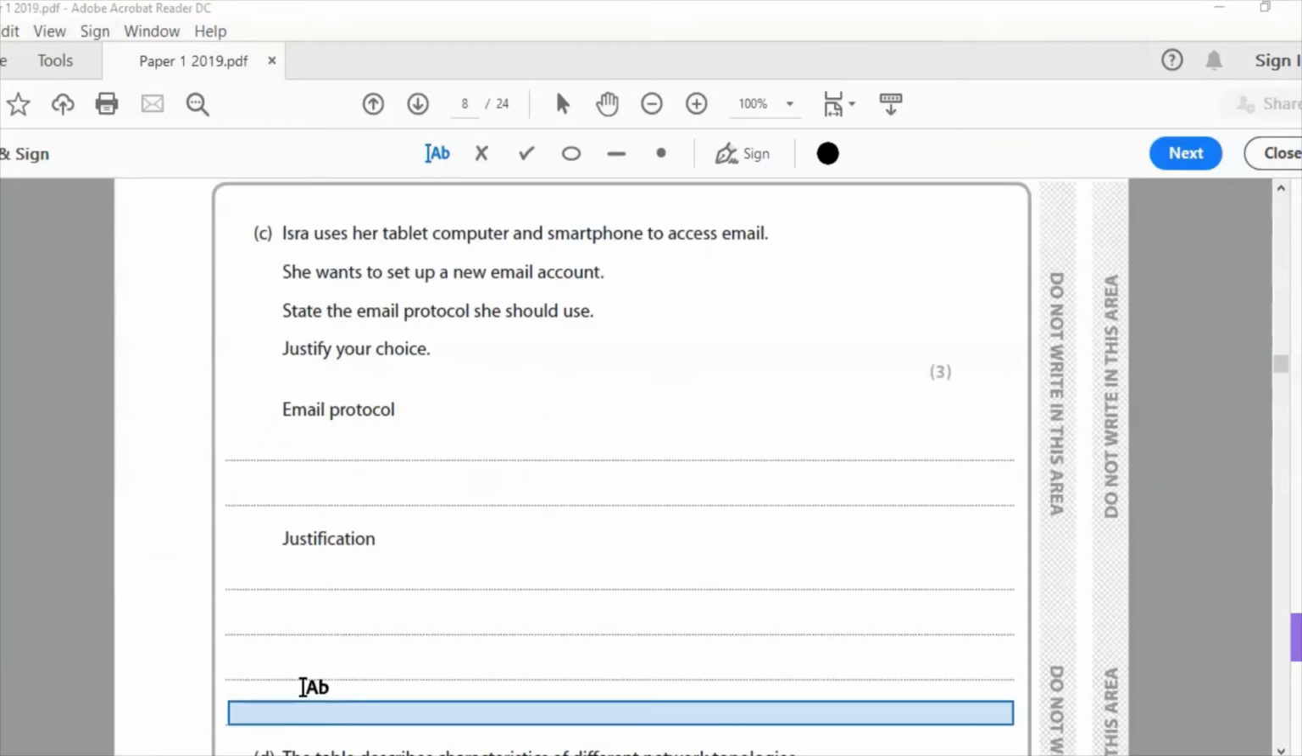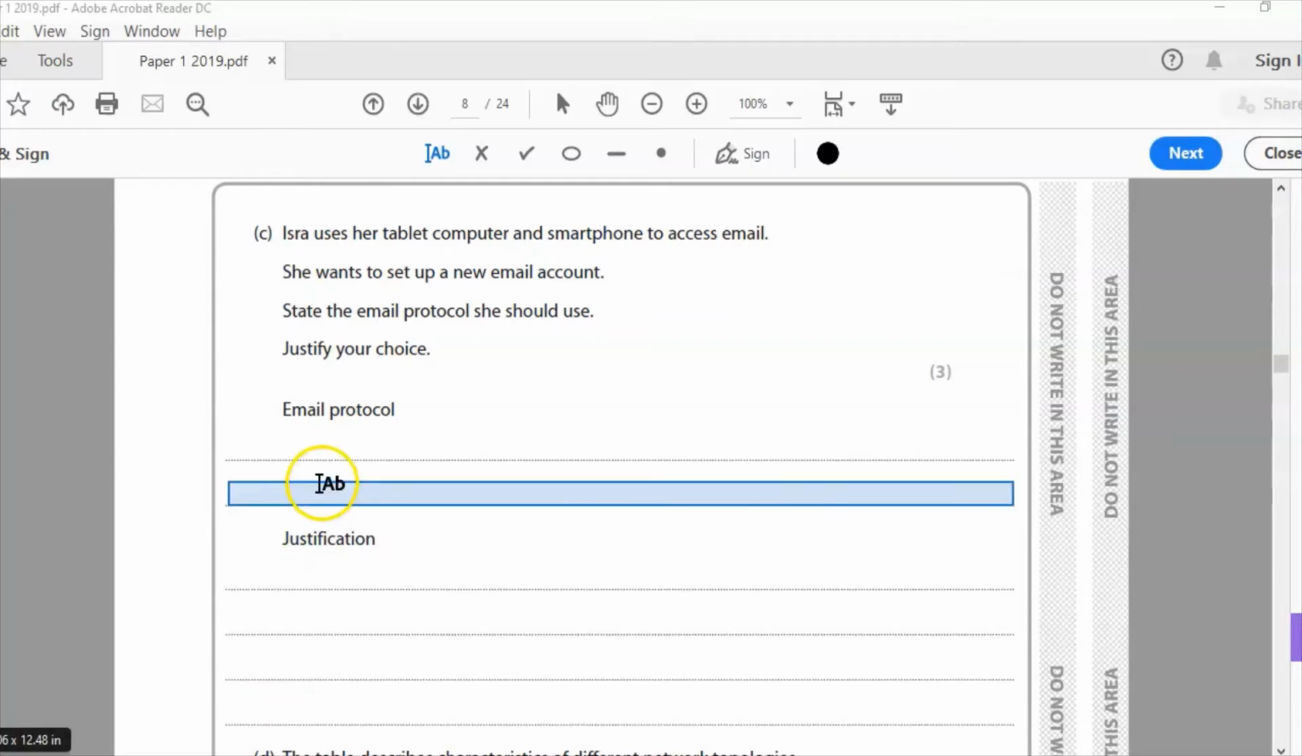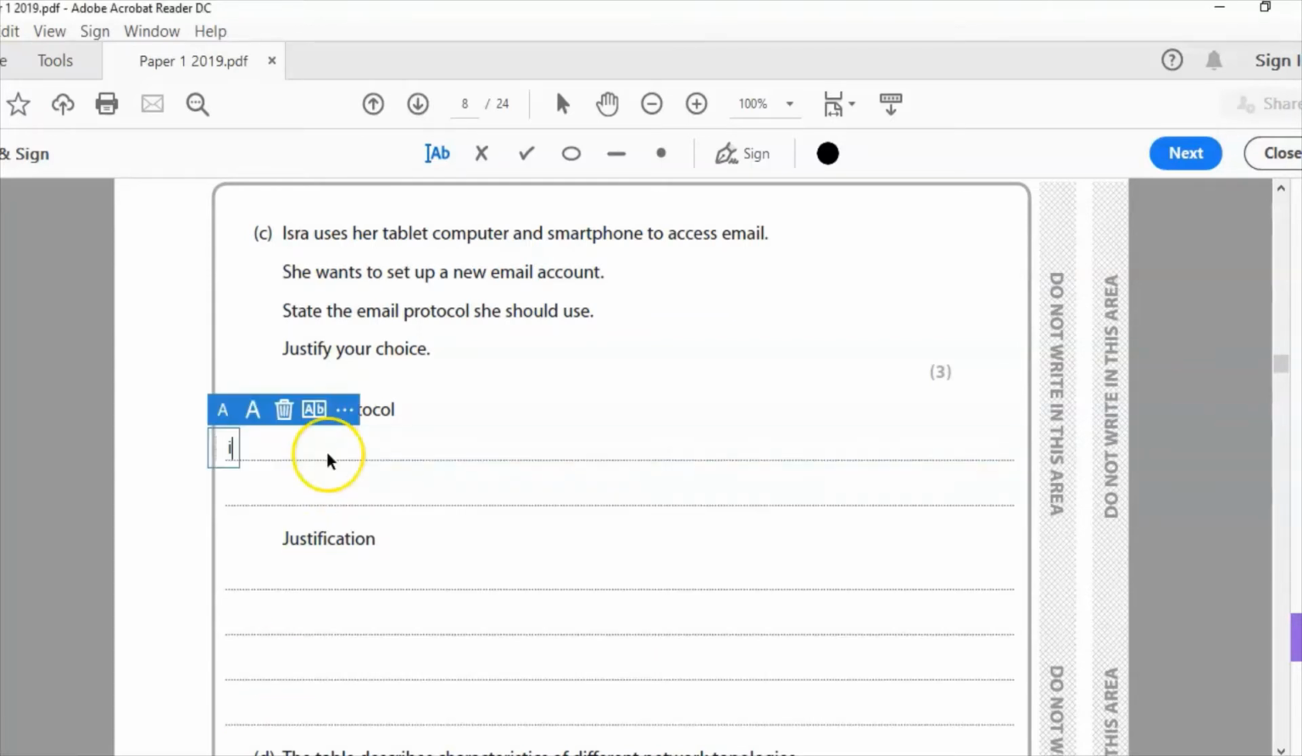3C. Isra uses her tablet computer and smartphone to access email. She wants to set up a new email account. State the email protocol she should use. Now, she's talking about the tablet computer and the smartphone. There's two protocols for emails. There's POP3 and there's IMAP. Now, the correct protocol here is IMAP.